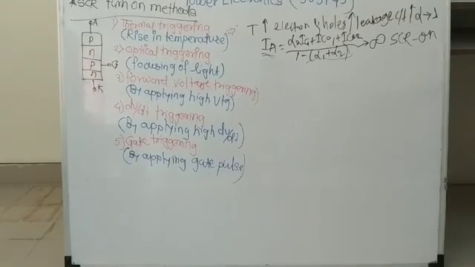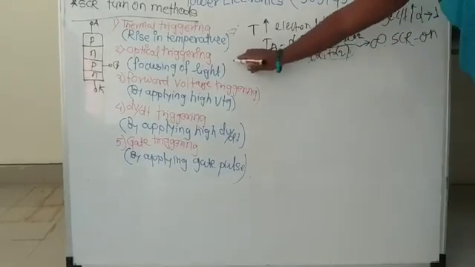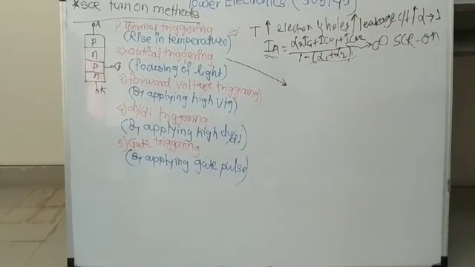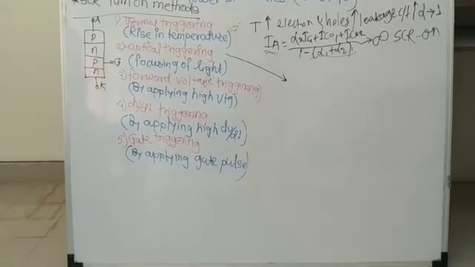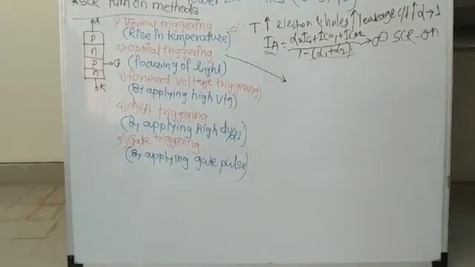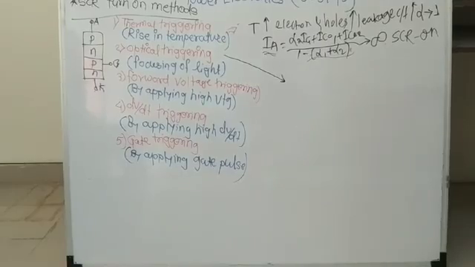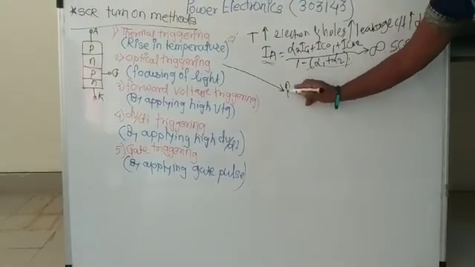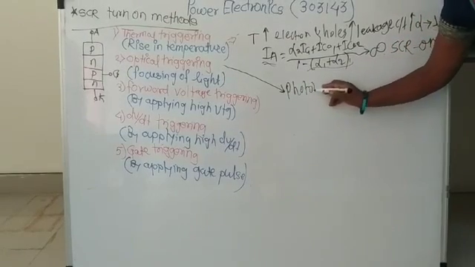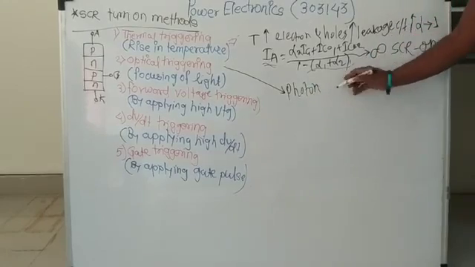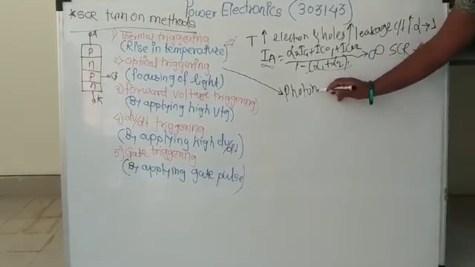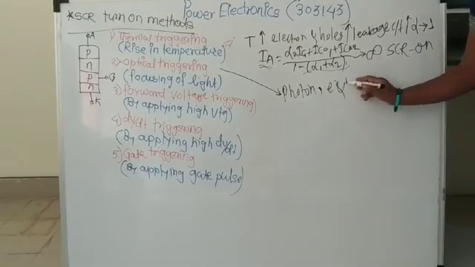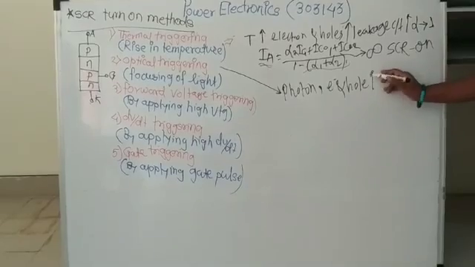Now second method. Second method is the optical triggering. Now see what happens in optical triggering. In optical triggering, instead of temperature, we have to focus the light or make the light or photons incident on the SCR. Due to light incident or photon incident on the SCR, when these photons get incident, at that time your electron and hole pairs increase.